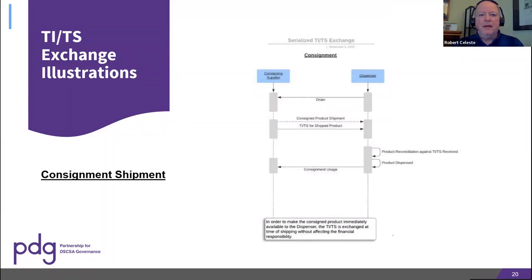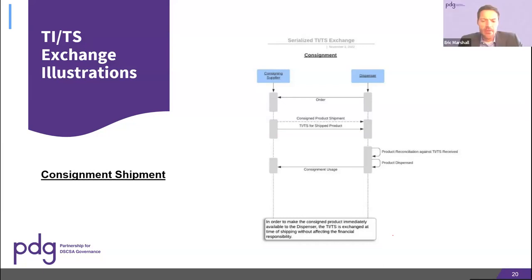And so the issue here is that you want to have TI/TS available to the dispenser so that they actually can use the product. What was decided was that it would probably be best to provide that TI/TS data at the time of shipment. In normal situations, other than consignment, that would trigger the actual ownership change, but in consignment, it's not the ownership change. We want to be able to provide that information to the dispenser so that when they need to use the product, they can use the product. And so that's an illustration of an agreement between the consignment entity and the dispenser.